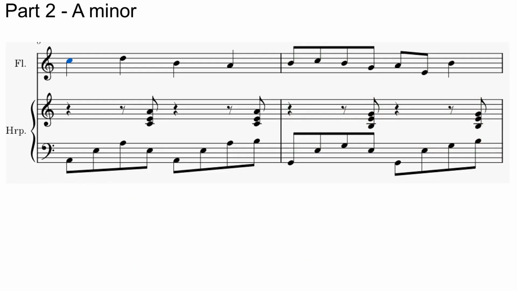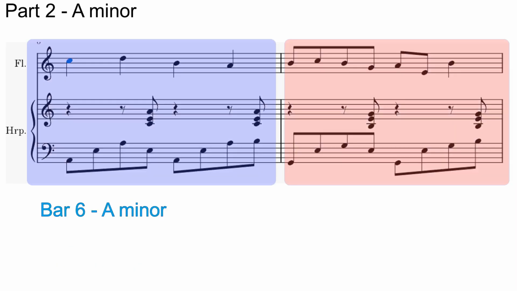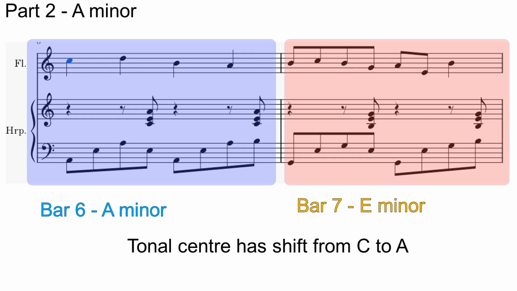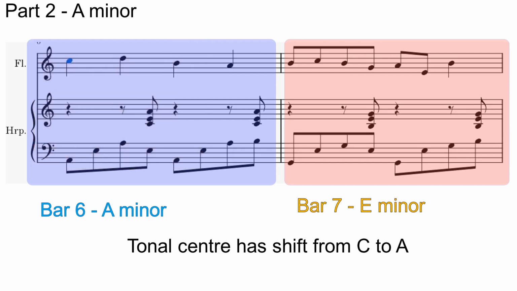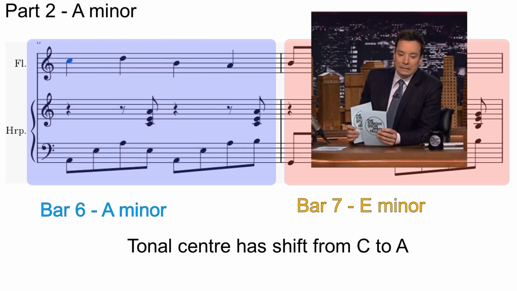However, the piece then moves to A minor and jumps to the 5th of A minor, which is E minor. Thus, this tonal center has effectively moved away from C to A, and thus the mood of the piece goes from something that's quite happy and light to something a lot darker and a lot sadder.